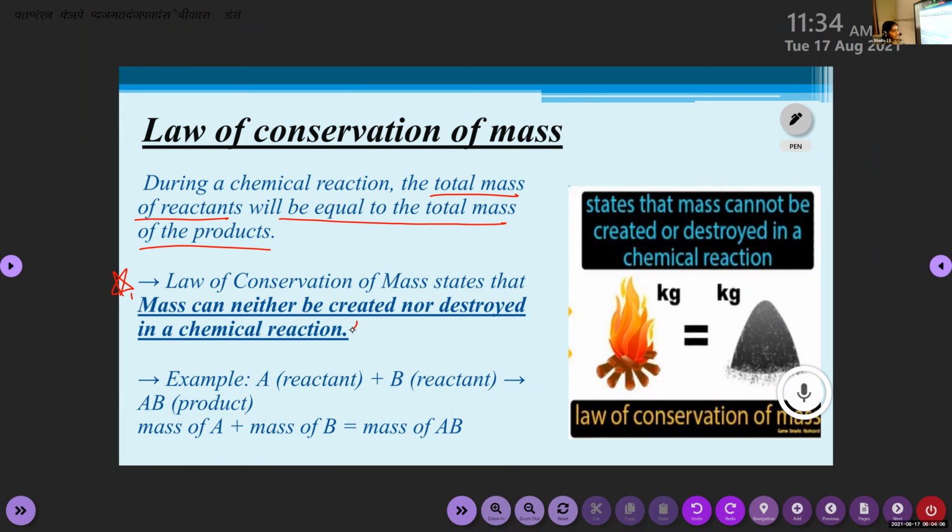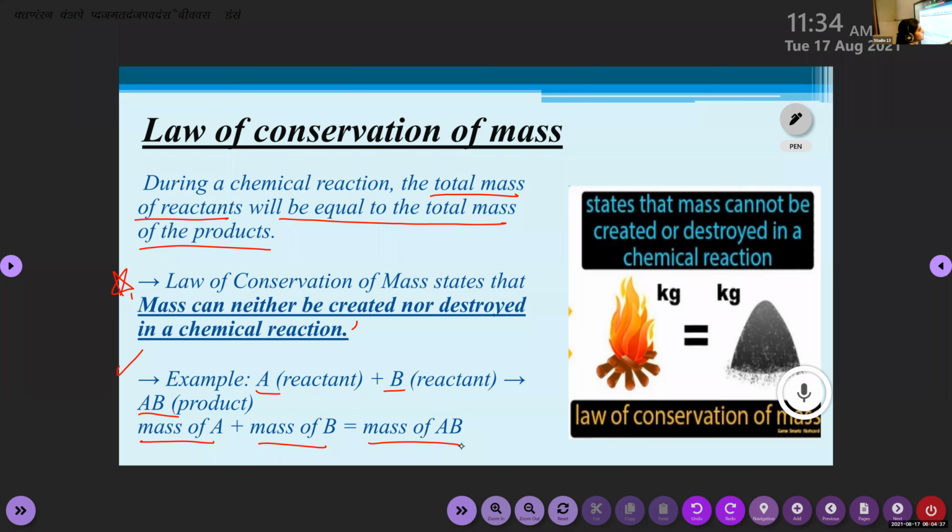So during a chemical reaction, the total mass of reactants will be equal to the total mass of products. The statement of this law: mass can neither be created nor destroyed in a chemical reaction. And you can also write this example. A plus B, both are reactants. It will give the product AB. So mass of A plus mass of B will be equal to mass of AB.